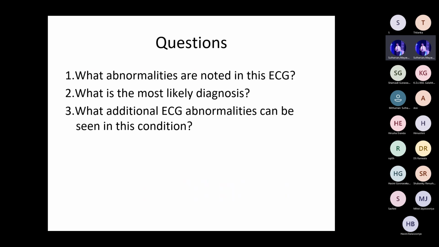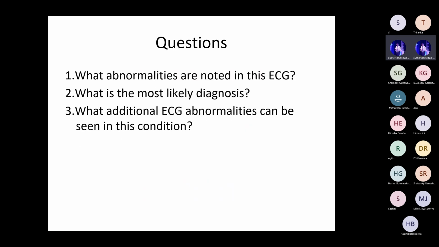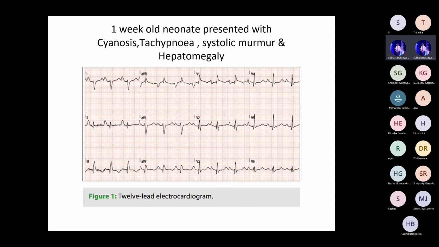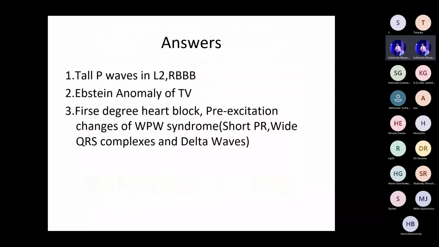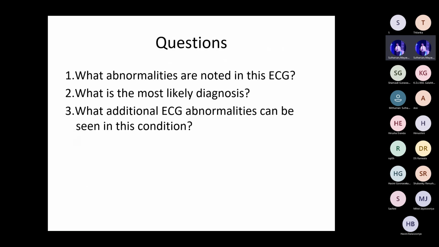So what additional abnormalities can be seen on the ECG? Actually, additional abnormalities means it's not here, but SVT is associated with WPW syndrome. So they can have delta waves and also they can have first degree heart block. Those are the two things they can have. But this is very important for the postgraduates, MD, these points.